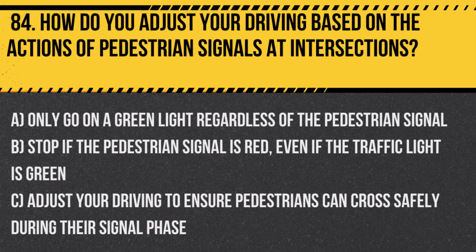Question 84. How do you adjust your driving based on the actions of pedestrian signals at intersections? A. Only go on a green light regardless of the pedestrian signal. B. Stop if the pedestrian signal is red, even if the traffic light is green. C. Adjust your driving to ensure pedestrians can cross safely during their signal phase. Answer: C. Drivers should be aware of pedestrian signals to enhance safety at intersections.